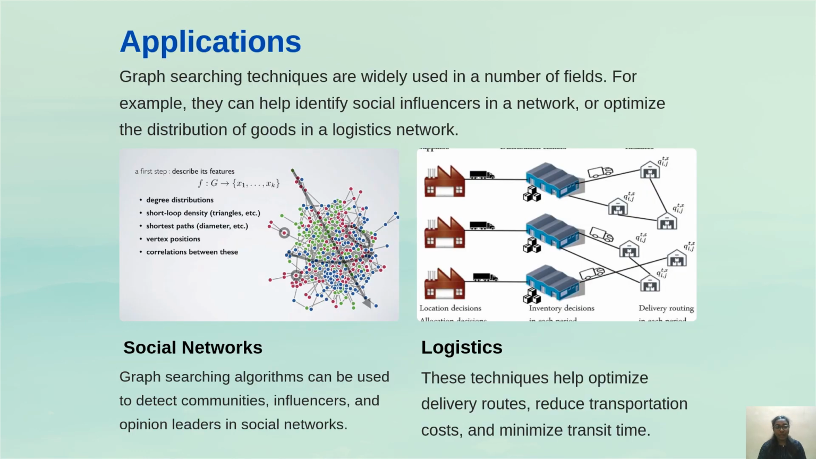Now we are going to see about the applications. Graph searching techniques are widely used in a number of fields. For example, they can help identify social influences in a network or optimize the distribution of goods in a logistic network. We have social networks and then logistic networks. In social networks, graph searching algorithms can be used to detect communities, influencers, and opinion leaders in social networks. Logistics. These techniques help optimize delivery routes, reduce transportation costs, and minimize transit time.